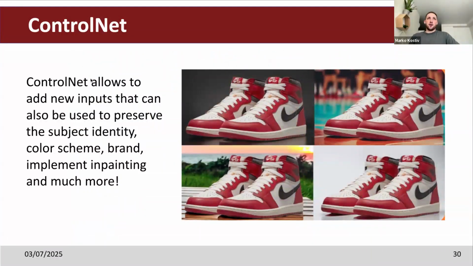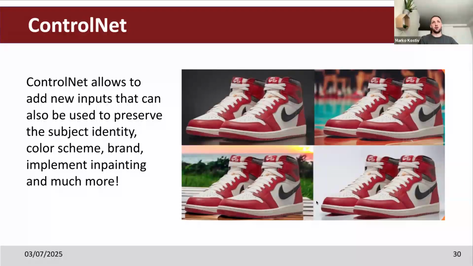And the control net allows you to add new inputs that can be used, for instance, to preserve the identity of the object. So here you generate the Jordans on different backgrounds by keeping the Jordans intact. And you can try to squeeze the information about the brand in it.